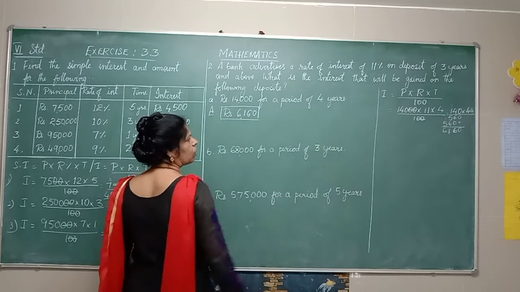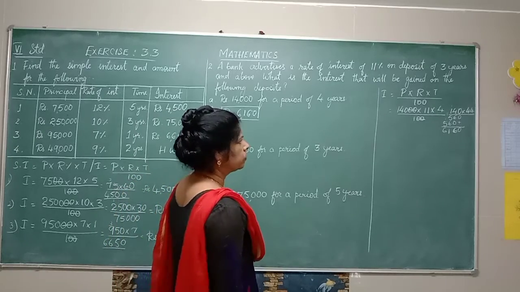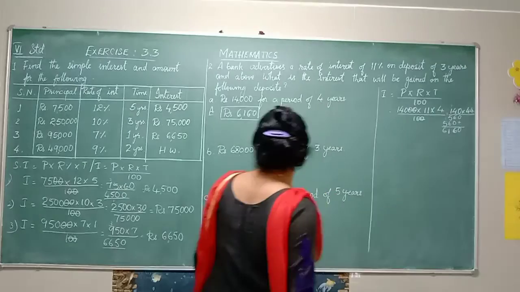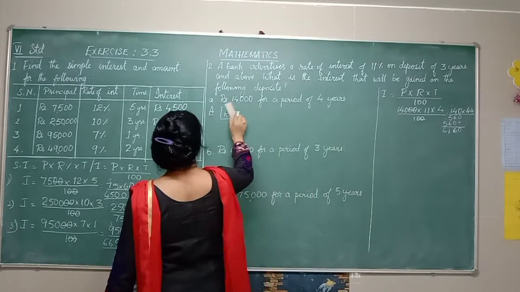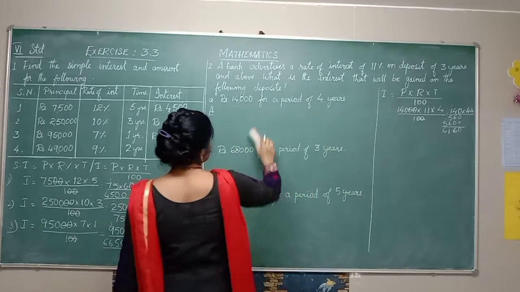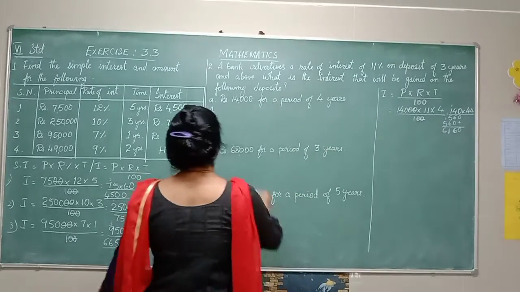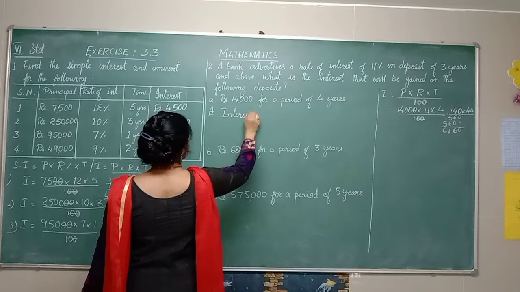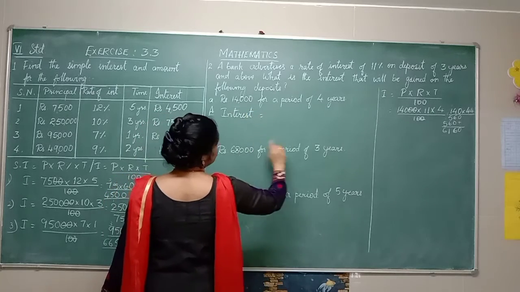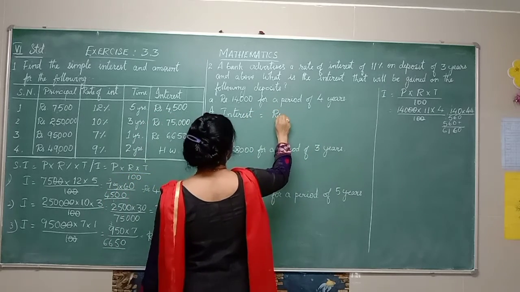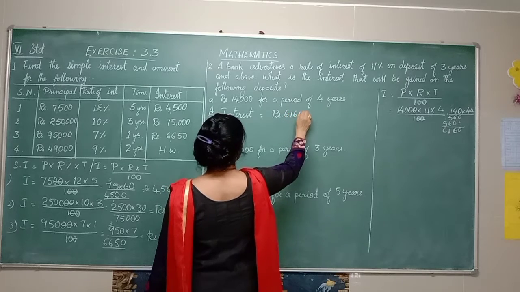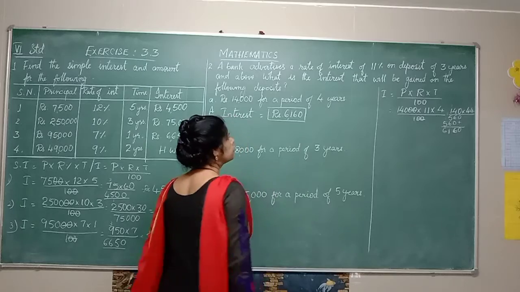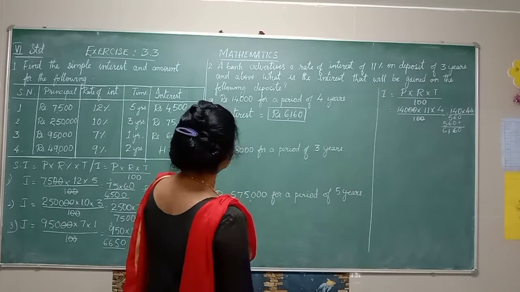So show it in the working column, then you will get it. This is the amount or interest. You can write it as interest is equal to, because the question is what is the interest? So you write, therefore interest is equal to rupees 6160. Yes, now let us go for the next one.